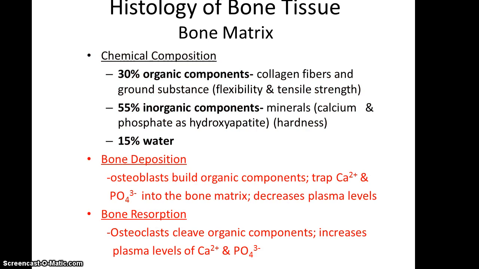So bone deposition is a term used for when osteoblasts build up the organic components of the bone, putting down the ground substance and the collagen fibers, thereby giving a place for it to then trap the calcium ions and the phosphate ions. And when it does this, it is reducing the amount of calcium ions and phosphate ions found in the blood or in the plasma. Then bone resorption is when the osteoclasts cleave, see, clasts cleave, the organic components, breaking them up and thereby releasing the calcium ions and the phosphates into the bloodstream.